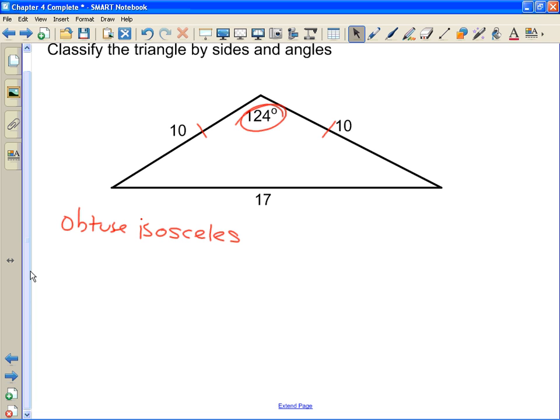That concludes the first section of Chapter 4. You should be able to complete the first worksheet.